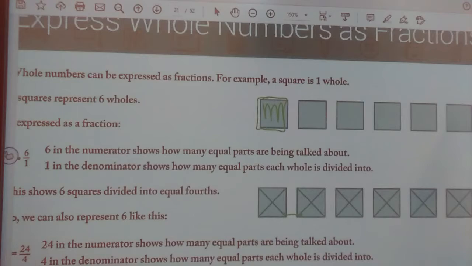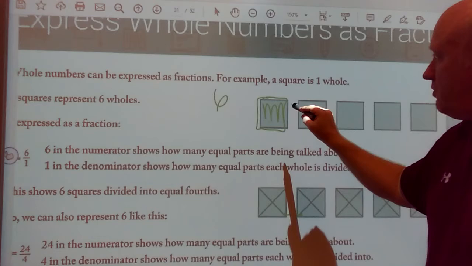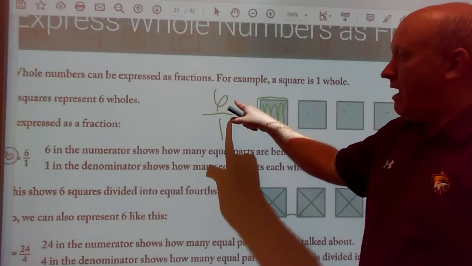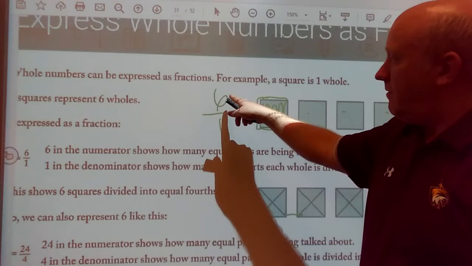Six is expressed as a fraction. So, six is the numerator. That's how many squares do we have? Six. And of course, each square is a whole. Six over one. Now, when you have a fraction like this, you want to get rid of it. And any time a number is divided by one, it will be that number. Okay?